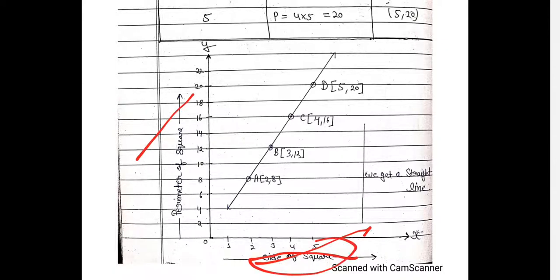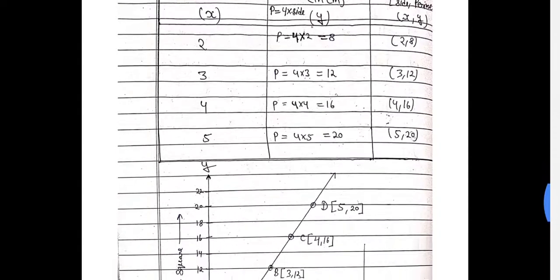The x axis shows the side of the square, the y axis shows the perimeter of the square, and you have to write here 1, 2, 3, 4 and 2, 4, 6, 8 like that. Now what is the first point? The point is (2, 8). So on the x axis you move to 2, and on the y axis you move up to 8. So what will you get? A point (2, 8).